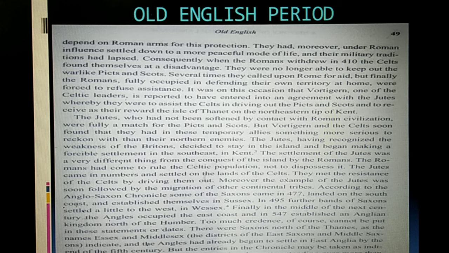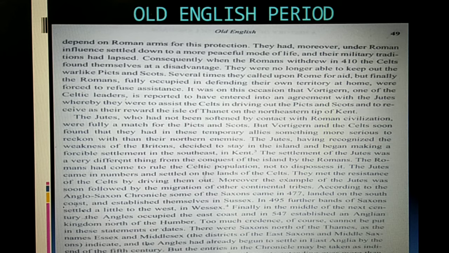It was on this occasion that Vortigern, one of the Celtic leaders, is reported to have entered into an agreement with the Jutes, whereby they were to assist the Celts in driving out the Picts and Scots and to receive as their reward the Isle of Thanet on the northeastern tip of Kent. The Jutes, who had not been softened by contact with Roman civilization, were fully a match for the Picts and Scots.